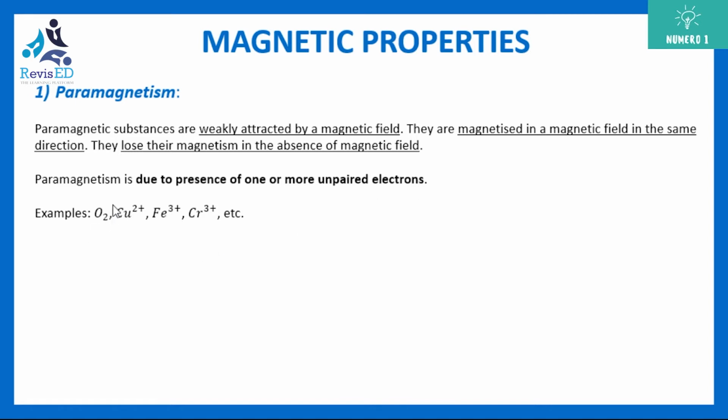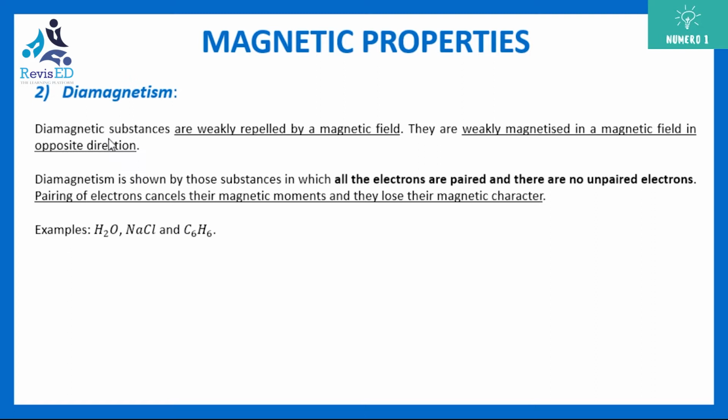You can see some examples, that is O2, Cu2+, Fe3+, Cr3+, etc. So any substance or any atom having an unpaired electron will fall in the category of paramagnetic substances.